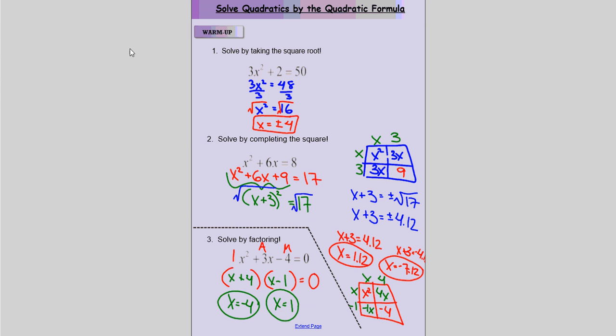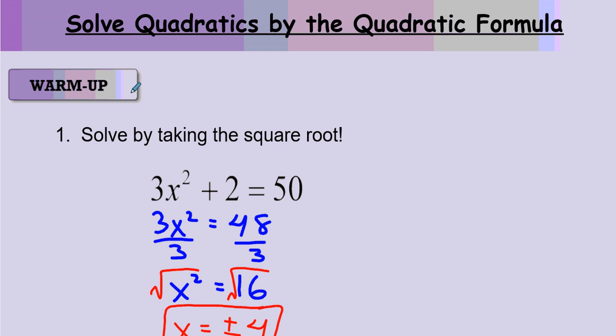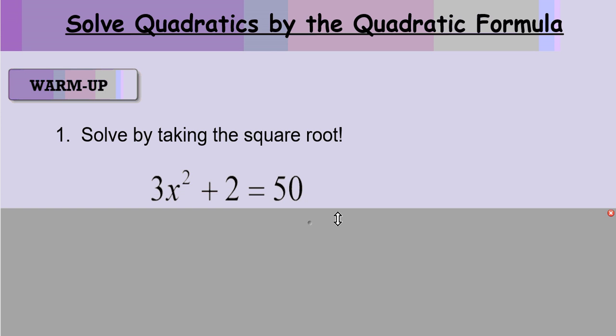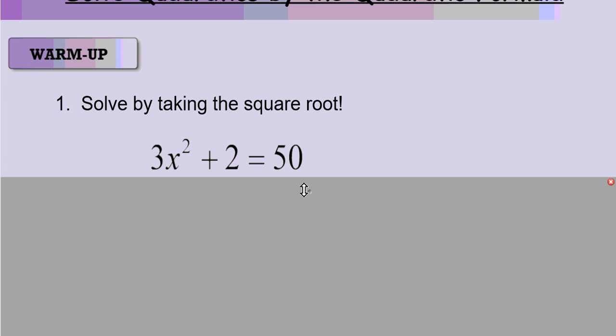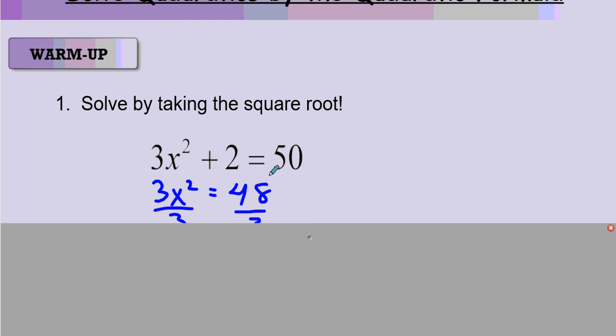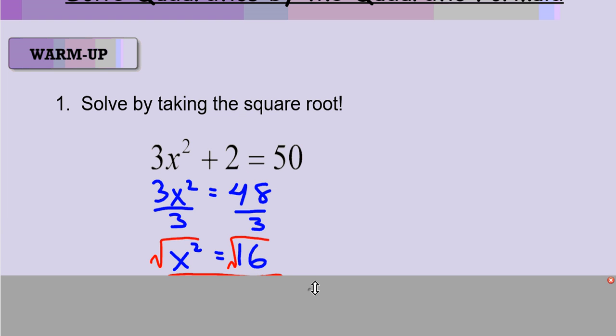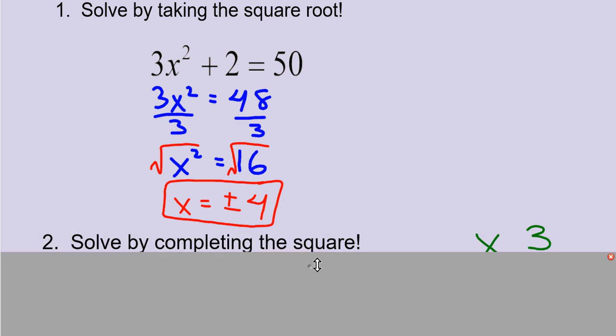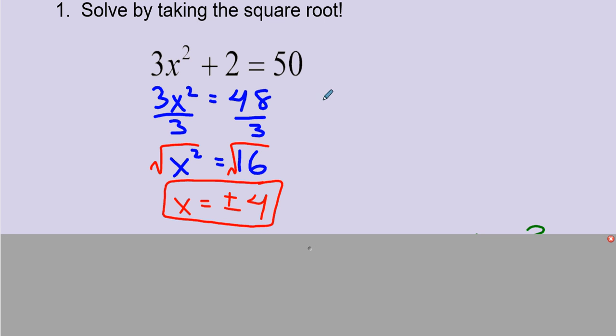Okay, let's go over them. Let's zoom in just one at a time. Here's the first one. I said solve by taking a square root. You need to get the squared item by itself first, so you subtract 2 and then divide by 3. You get x squared equals 16, and then you can easily take the square root of 16. It's going to be plus or minus 4, so not too bad.